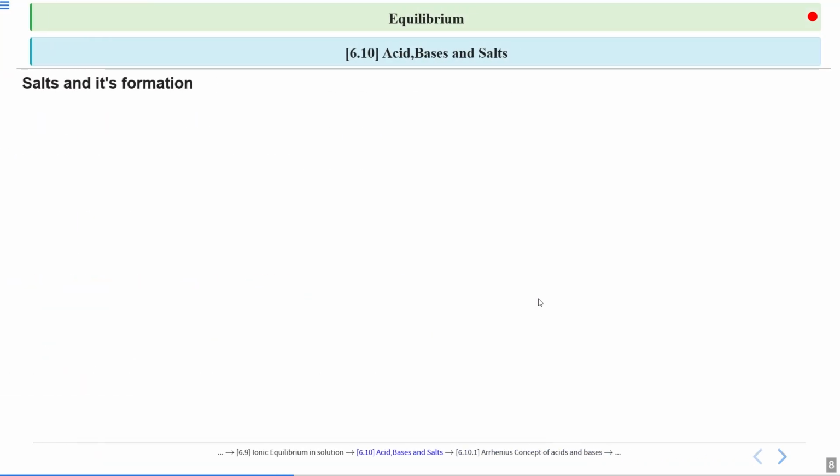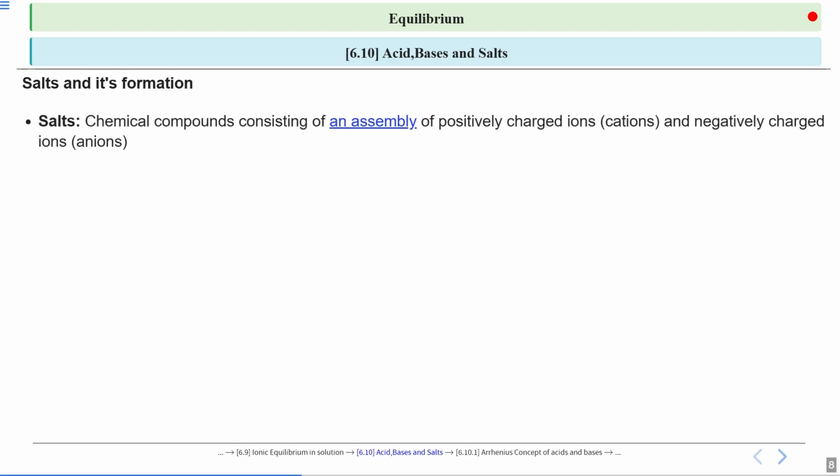Next is the salt. So we have seen what is acid and base on the basis of classical justification. Now we'll move on to the salt. How is salt formed? It is formed by the aggregation of positively charged ions and negatively charged ions, which is cations and anions.